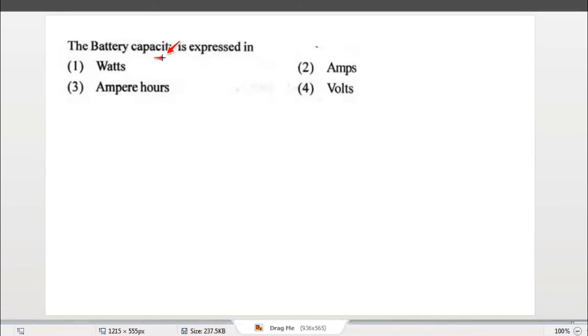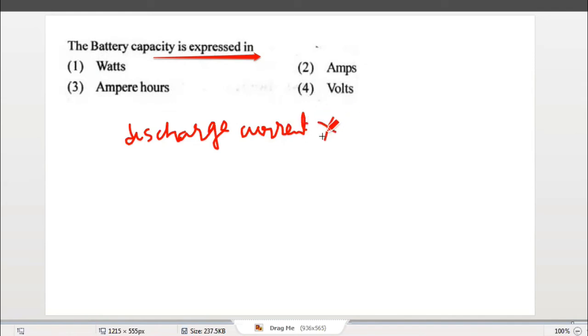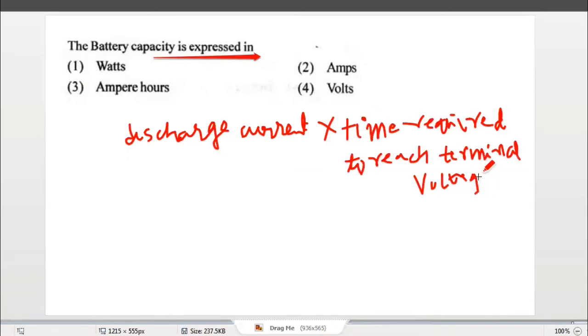The battery capacity is expressed as, so here the battery capacity is calculated by multiplying discharge current multiplied by time required to reach terminal voltage. So it involves the current and time. So ampere multiplied by hours. So third option is correct.